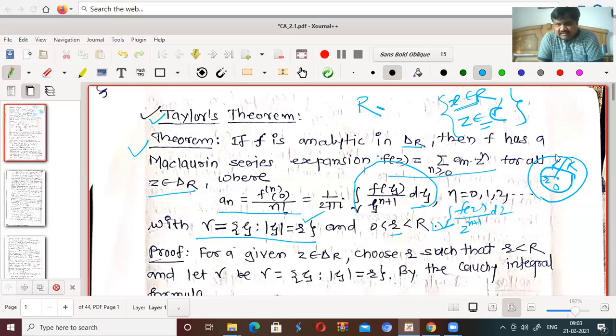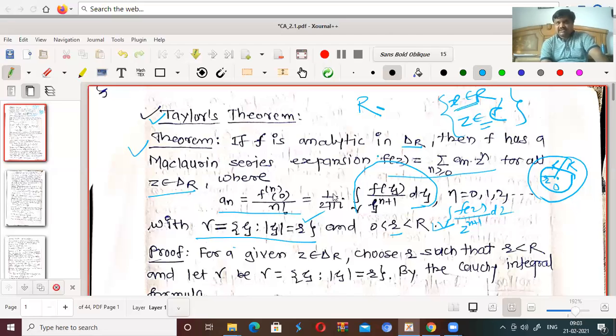If f is analytic in this disk, then f has a Maclaurin series expansion, f of z equal to summation from n greater than or equal to 0, or this can be written as a0 plus a1 z plus a2 z square plus a3 z cube and so on, up to infinity. Here the upper limit is what? Infinity. In the power series also the upper limit was infinity. f of z equal to summation n greater than or equal to 0 a_n z raised to n for all z in the disk, where these coefficients a_n are obtained by using this formula, nth derivative of f at z equal to 0 divided by n factorial.